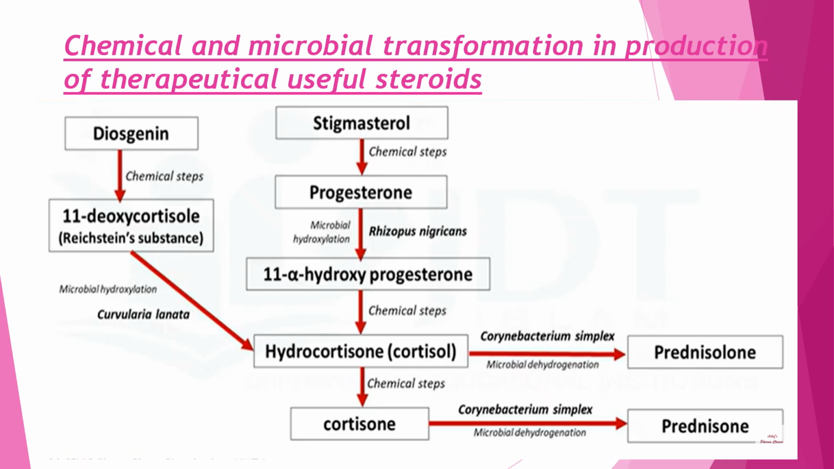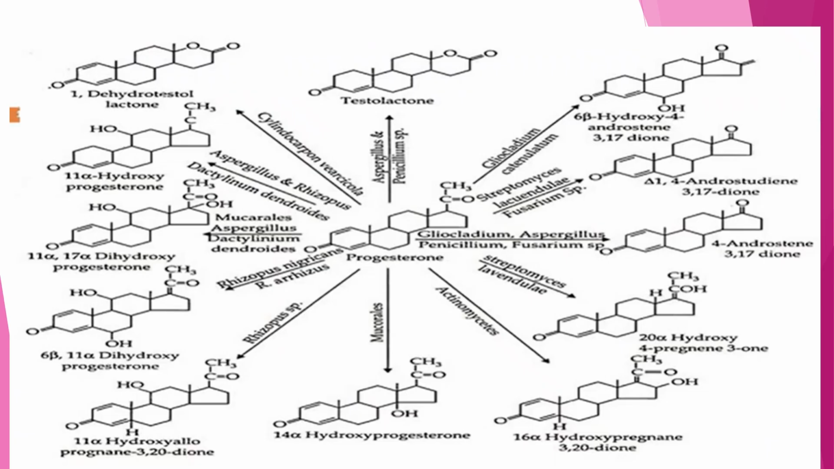prednisone by Corynebacterium simplex. So don't get confused between prednisolone and prednisone. From hydrocortisone, in the presence of Corynebacterium simplex, you will get prednisolone, and from cortisone, in the presence of Corynebacterium simplex, you will get prednisone. So in this chart, you can see that both chemical and biological processes are usually used for the production of steroids. This is the nutshell of the production of steroids by biotransformation reaction.